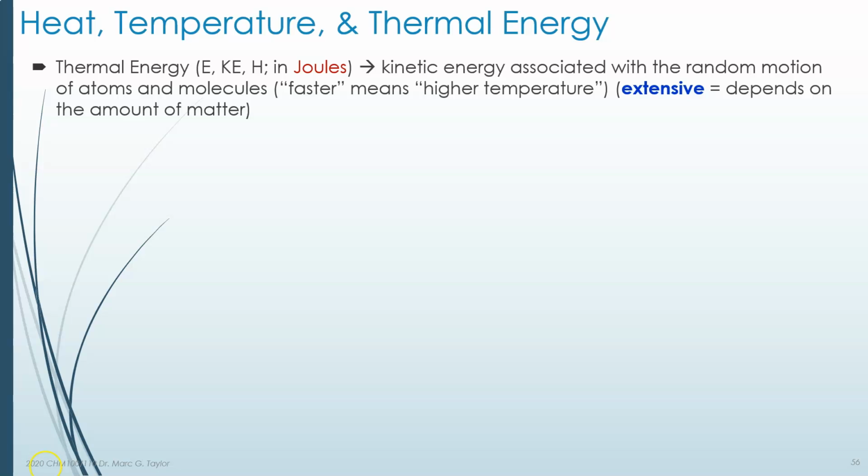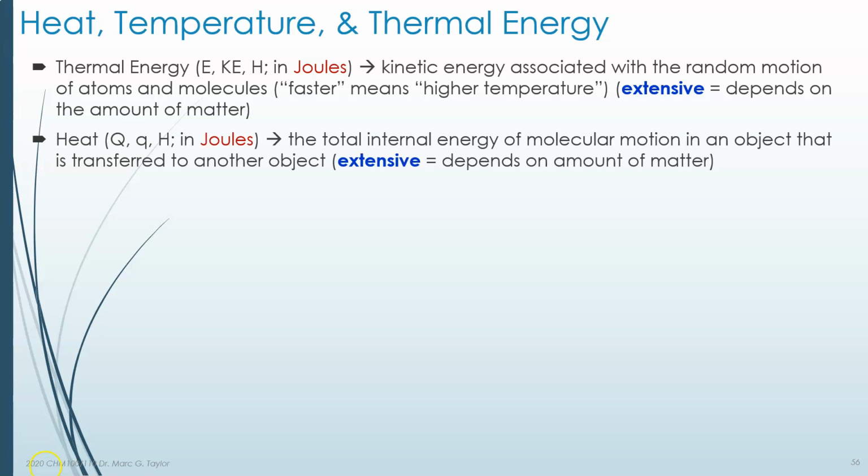And that movement directly results in a certain amount of kinetic energy, because remember, kinetic energy is based on movement. And this property is what we call extensive, which means if we have more matter, we have more thermal energy. If we have less matter, we'll have less thermal energy. So it depends on how much matter we actually have.